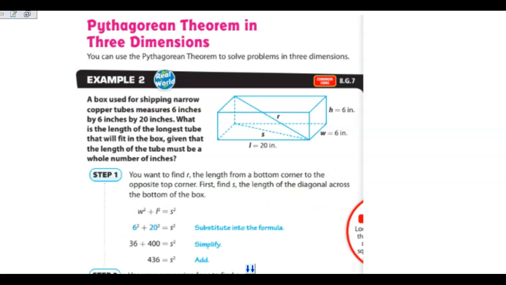Okay, the next video that we're going to do, part 2, is going to talk about three dimensions using the Pythagorean theorem.